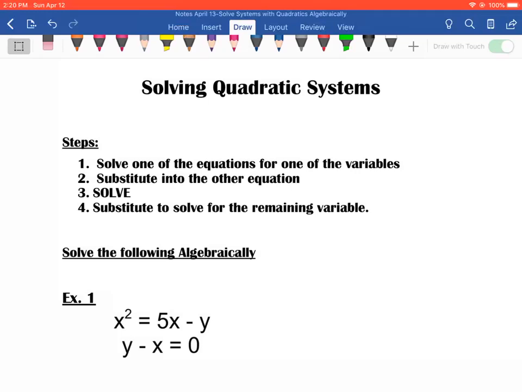Today we're going to talk about solving quadratic systems algebraically. We have 4 basic steps. Step number 1 is to solve one of the equations for a variable. Step number 2, we want to substitute what we find into the other equation. Step number 3, solve for a variable. And step number 4, we want to substitute whatever the variable is equal to into an equation to find the remaining variable. All right, so let's go ahead and look at example 1.